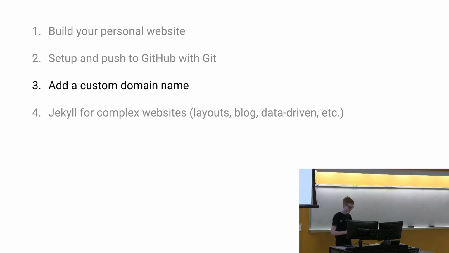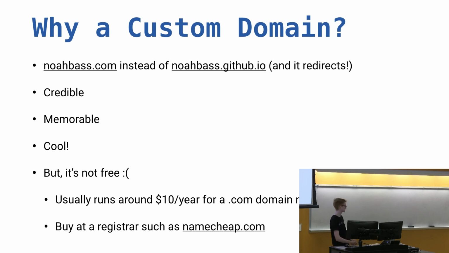So now that we've done this, what if we don't want this .github.io name? Because that isn't very cool or memorable, right? No one wants a .github.io. Everyone wants their own custom domain name, right? So why custom domain name? Well, in my case, I wanted noahbass.com, not noahbass.github.io. And if I set up noahbass.com on my GitHub, the .github.io will redirect to my actual website, which is cool. So having your own domain is super credible, memorable. It's also very cool to have your own domain, but it's not free, unfortunately. It costs $10 a year for a .com, which isn't unreasonable, right?